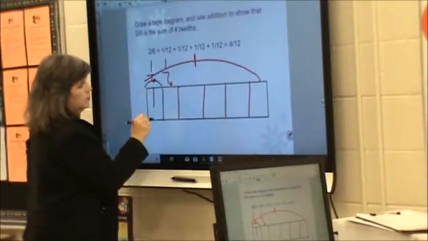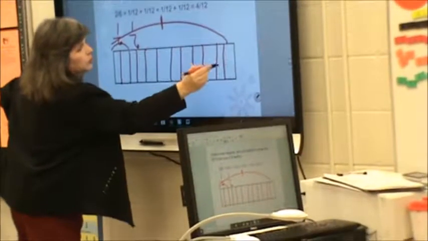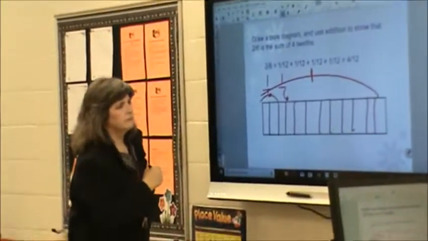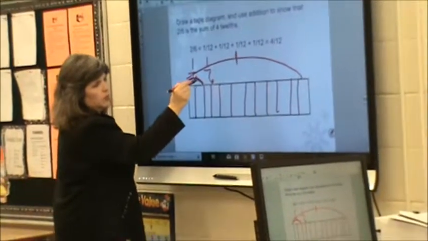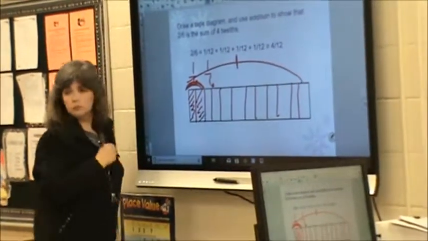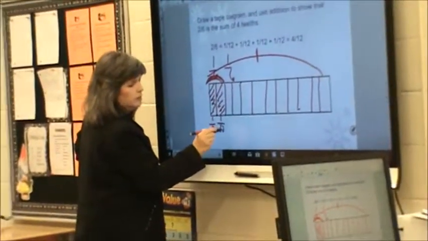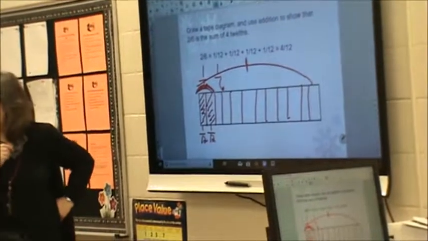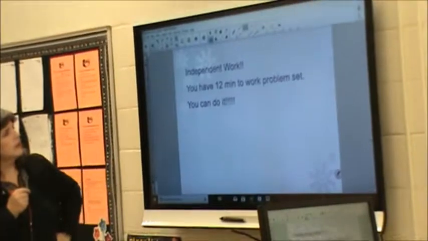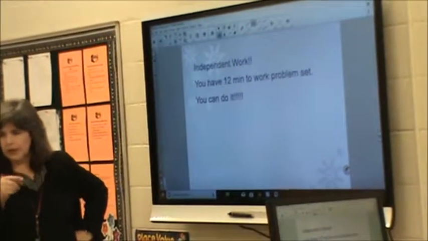Okay, and we're going to break these up. So maybe this makes a little more sense. 1, 2, 3, 4, 5, 6, 7, 8, 9, 10, 11, 12. So this is 1/6, but it's 2/12. This is 1/12 and this is 1/12. So there's a lot of ways we can break these up now. We're going to challenge ourselves and see if we can do a little bit of this.